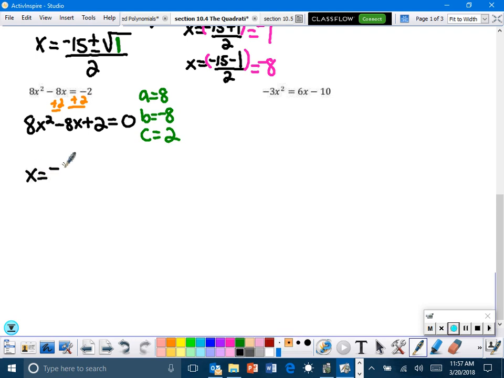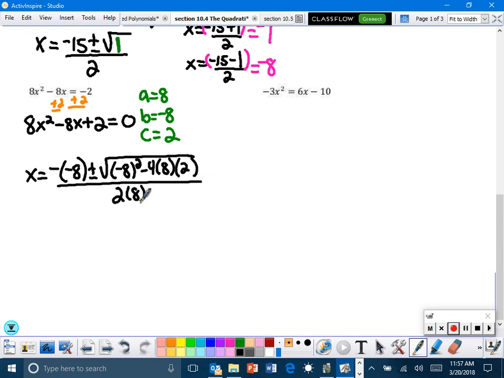x equals negative b plus or minus the square root of b squared minus 4 times a times c, all over 2a. Now again, if you did not use parentheses, you would get it wrong. Always use parentheses on substitution.